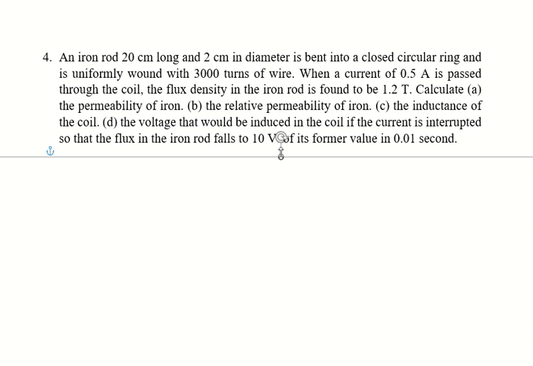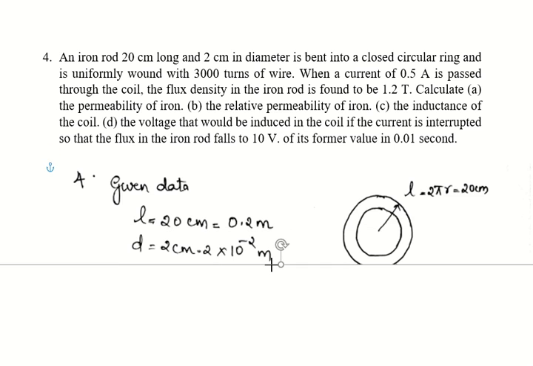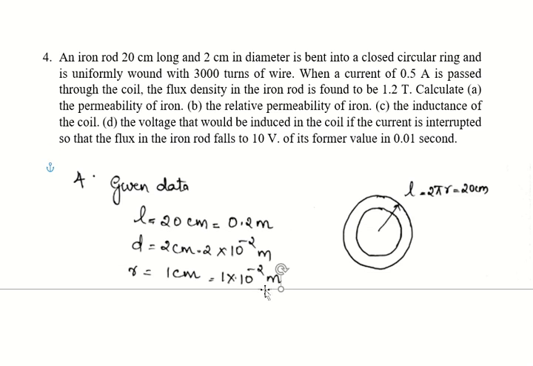Here the flux will be changing. So this is the iron rod, this is the length of the iron rod, 20 centimeter, and 2 centimeters diameter, bent into a closed ring and uniformly wound with 300 turns of wire. The wire is wound over it, 300 turns. When a current of 0.5 ampere is passed through the coil.